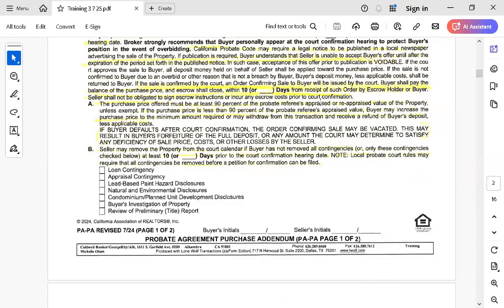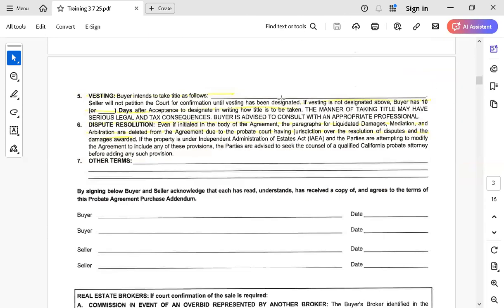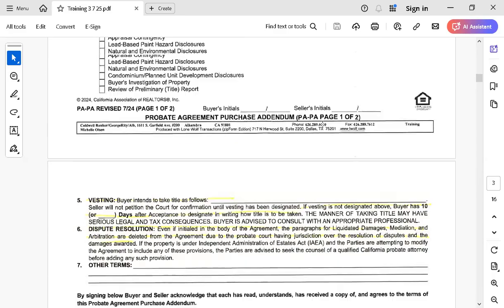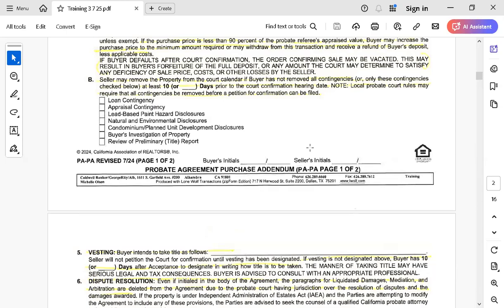So if you are in a probate agreement, you can come see me. I will go through all of this with you, and we will add this to your RPA. It doesn't hurt to bid on these, because sometimes, you know, you won't have a lot of bidders at court, and sometimes there'll be a lot. It just really depends on the property.